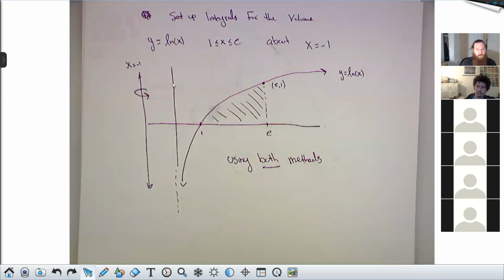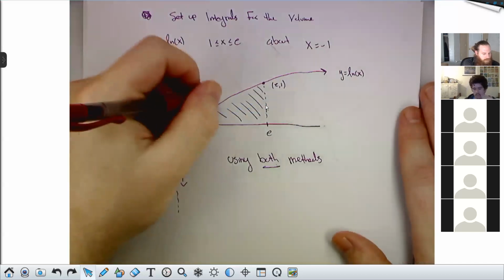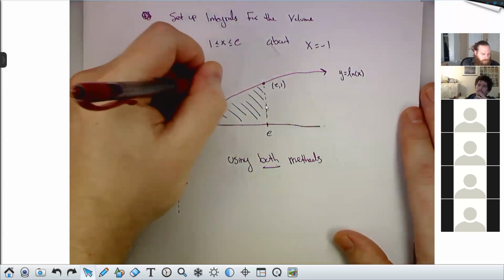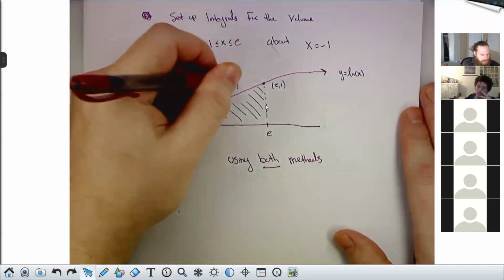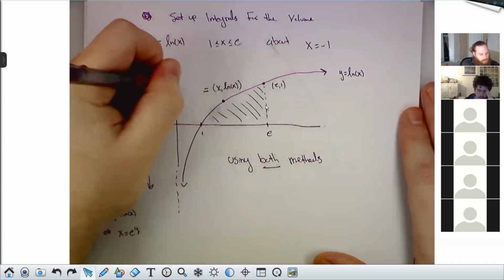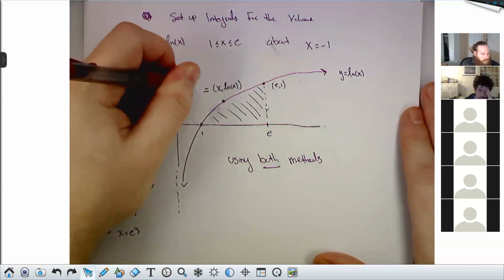So you'll need to draw this graph once for each of the methods, right? Because your strip is going to go in either like this for the shells method or like this for the disk washer method. When it comes time to do the disk washer method, you're going to need to characterize a point on this curve in terms of the variable y. So that point, you can write it as x comma ln x, or if you solve y equals ln x for x, you'll find that that's the same as saying x equals e to the y. So another way to describe this point would be e to the y comma y.